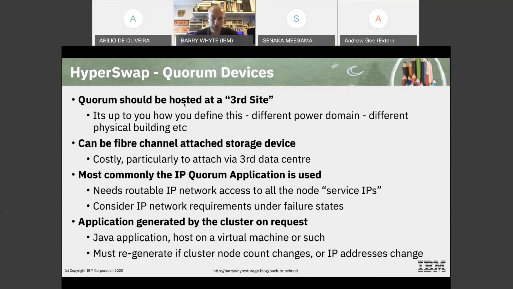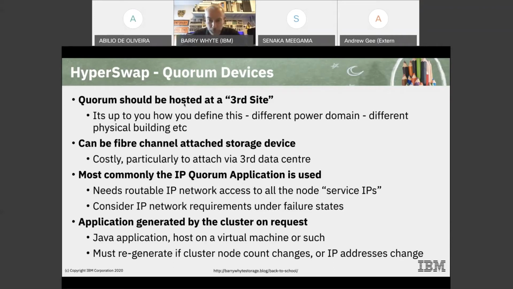So the quorum device can be defined as a storage device attached to a third data center, a costly option, but if that's the way you want to do it, you can do it that way. More commonly, people use the IP quorum application. So the IP quorum app is basically generated by the system. You run a command on the system when you're in one of these stretch topologies, and it will generate the application. It's a little Java app.